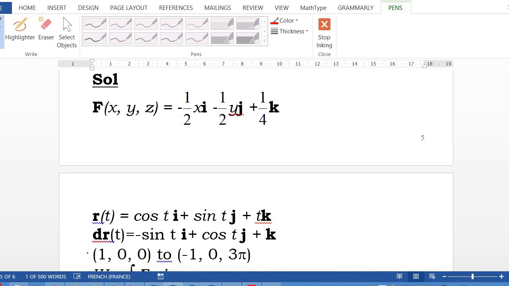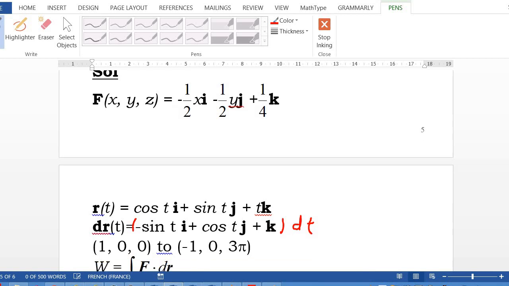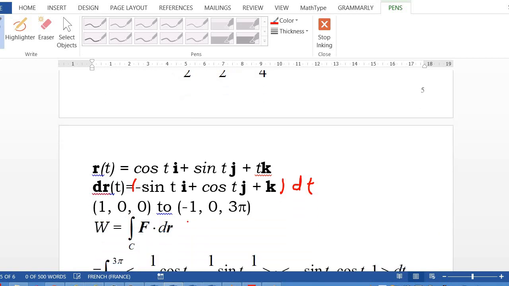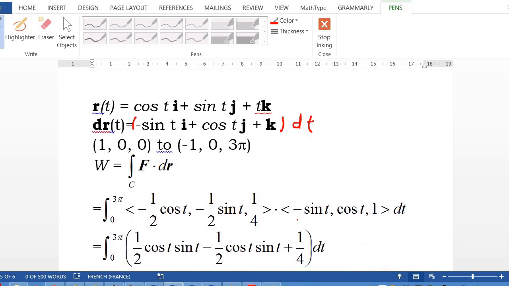From r(t), you find dr. Differentiate cos t, you have negative sin t i, then differentiate sin t, you have plus cos t j, differentiate t, so plus 1k, and then I should have the dt. And then from the point (1,0,0) to (negative 1,0,3 pi), you want to evaluate F dot dr. So this is dr here: negative sin t i plus cos t j plus k dt.